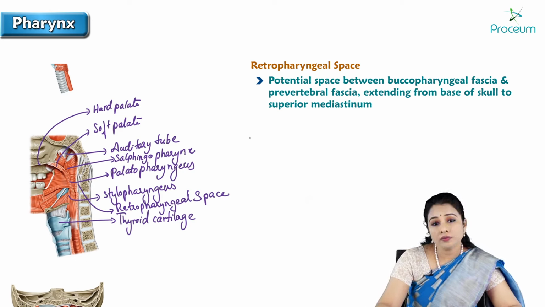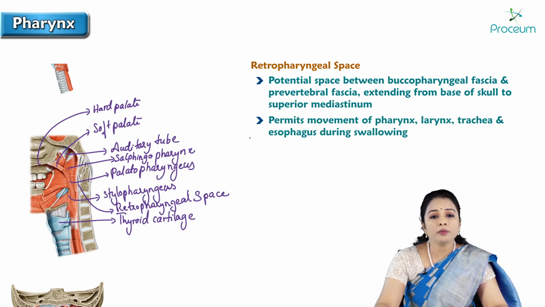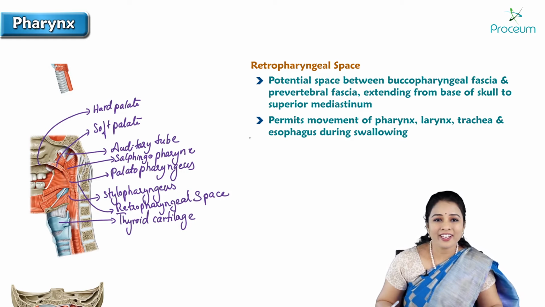So, this space from the base of the skull, it extends almost into the superior mediastinum of thorax, and it permits the movement of pharynx, larynx, trachea and esophagus during swallowing. So this completes all about the pharynx. Thank you.